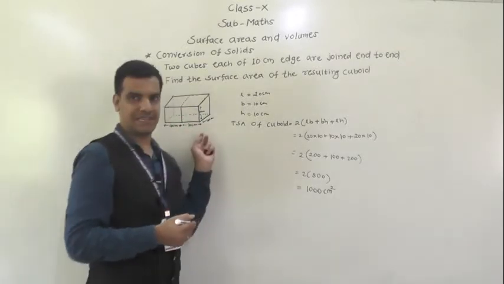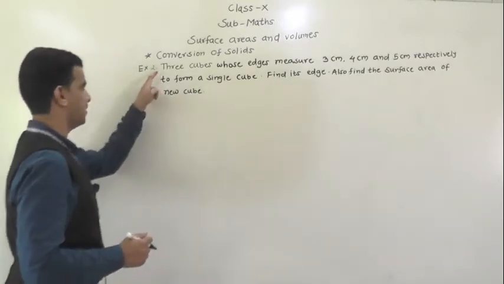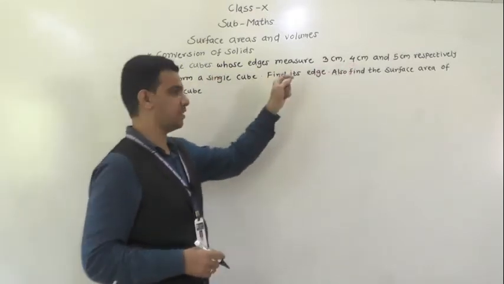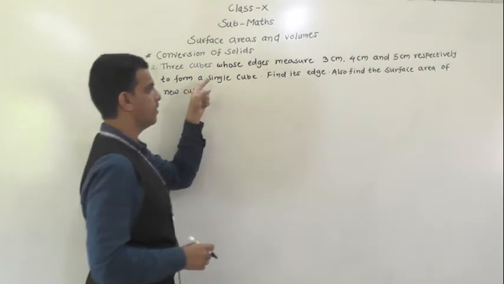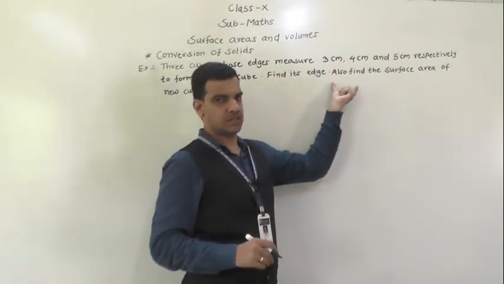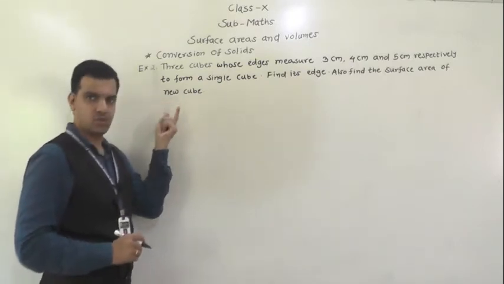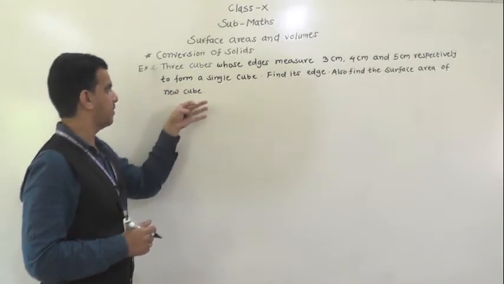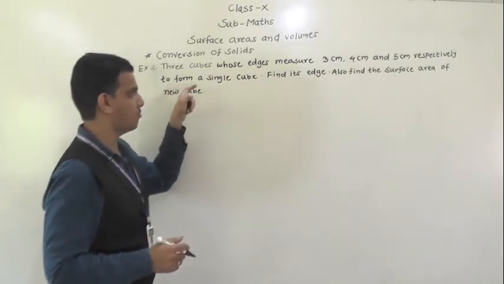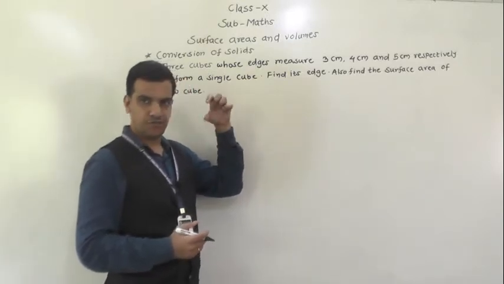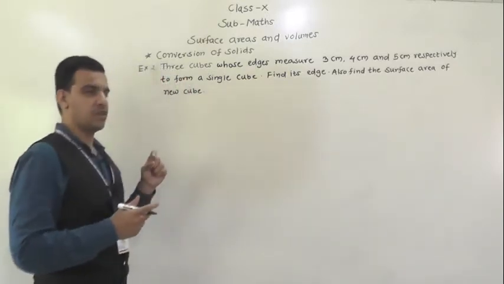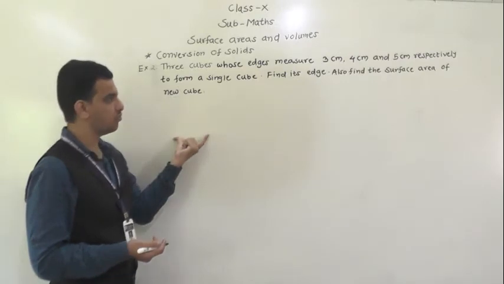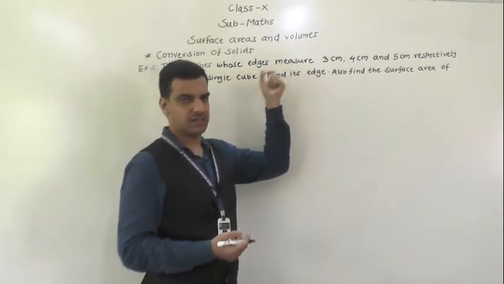Now we will take the second example. Three cubes whose edges measure 3 centimeter, 4 centimeter and 5 centimeter respectively are melted to form a single cube. Find its edge, and also find the surface area of the new cube. So if we melt three cubes to form a single cube, then the volume of the new cube is equal to the sum of the volumes of these three cubes.